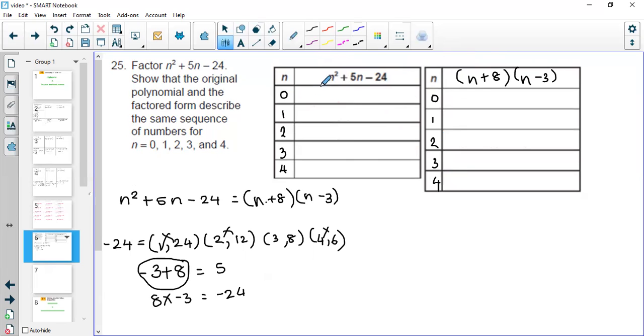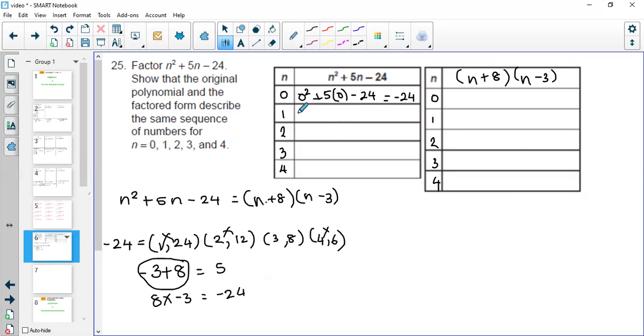So that means we are just going to write 0 in place of n. So 0 squared plus 5 multiplied by 0 minus 24. How much is this going to give you? This is going to give you 0 squared is 0, 5 multiplied by 0 is 0. So 0 plus 0 is 0, and then 0 minus 24 is going to give you negative 24. You could do this mentally, because these are basic algebra expressions you're solving.